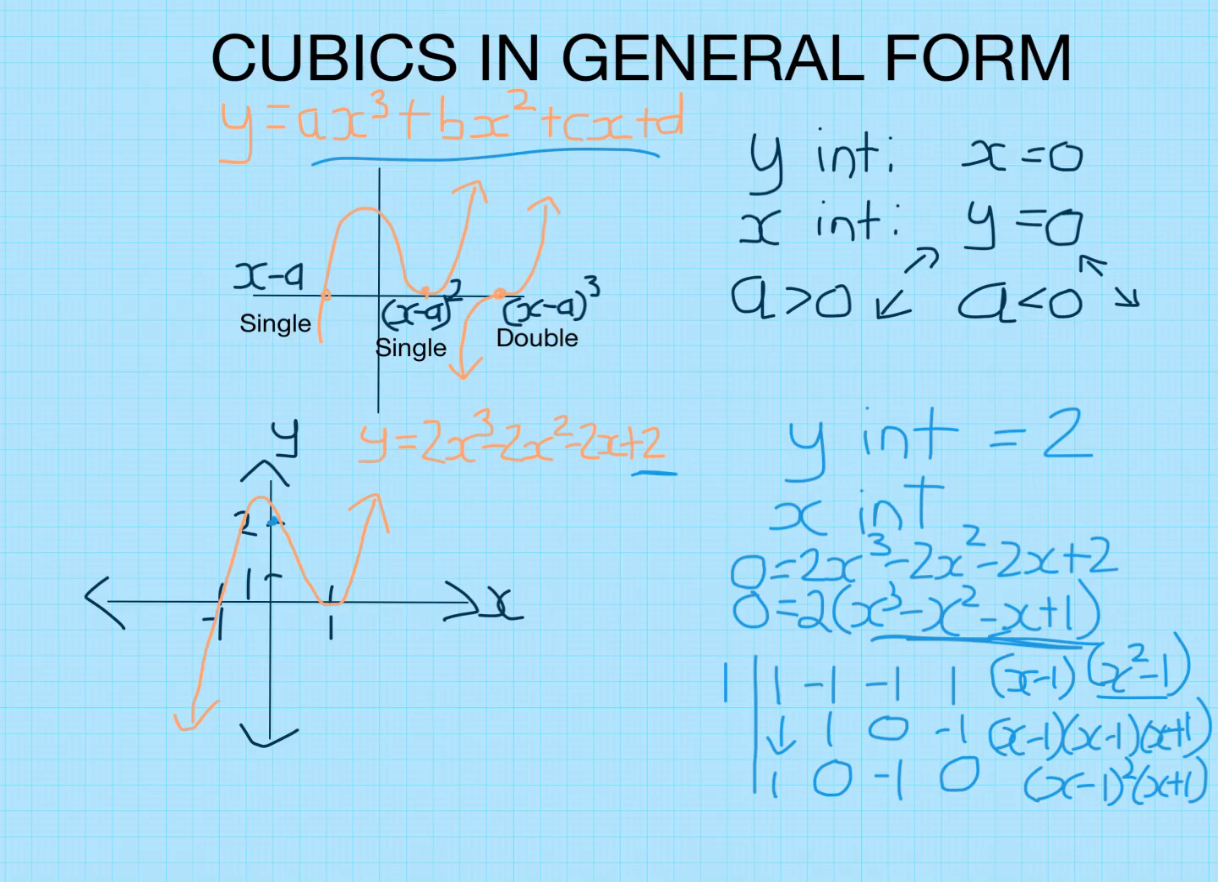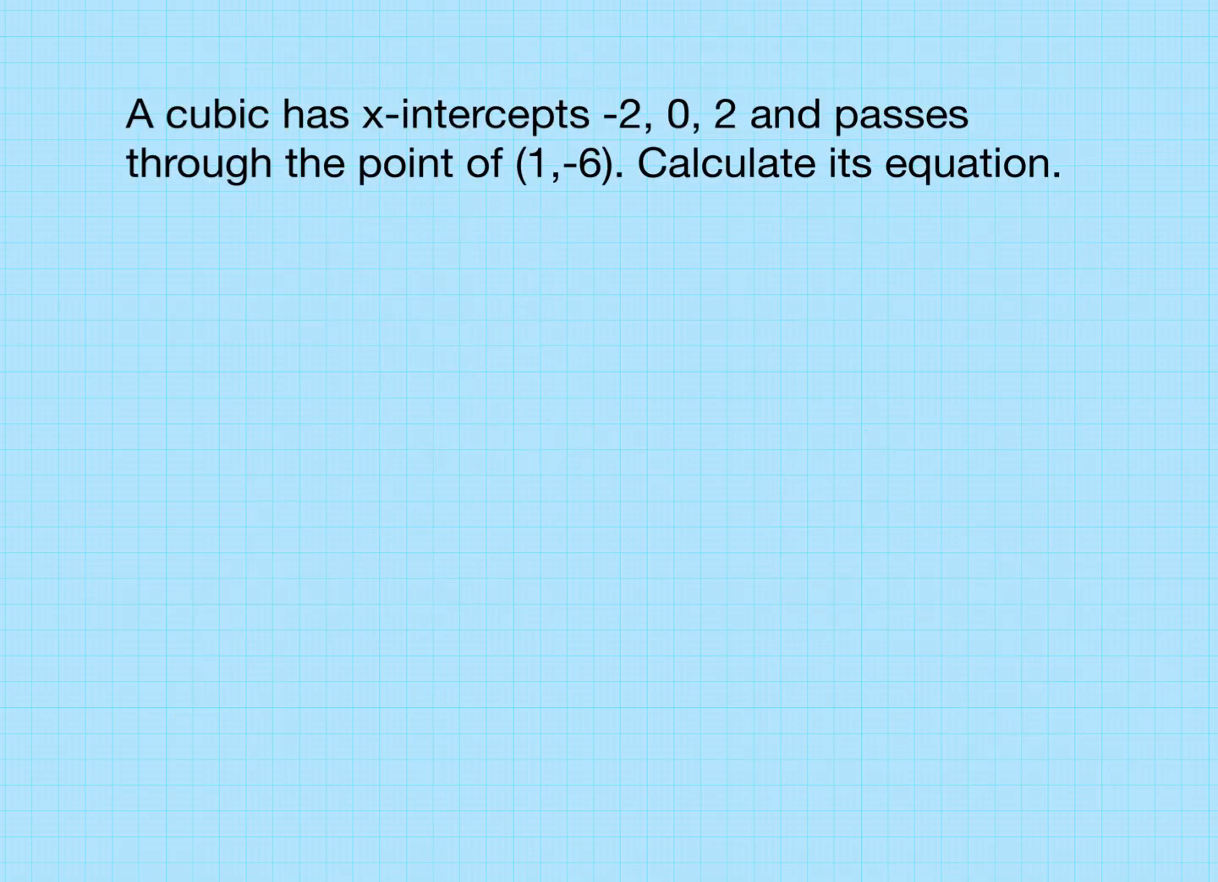Let's look at an example now in which we find the equation. So we have a cubic graph that has x-intercepts here, and also passes through this point. We're going to calculate its equation. So the equation is going to look like some number a times x subtract the first intercept, so x subtract negative 2 is x plus 2, times x minus the next intercept, well, x minus 0 is just x, and then multiply by x minus the third intercept. So let's just make this a bit easier to work with. This is going to be ax. Now x plus 2 times x minus 2 gives us x squared minus 4.